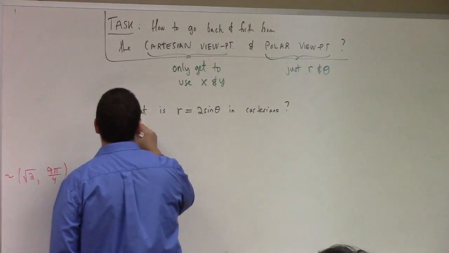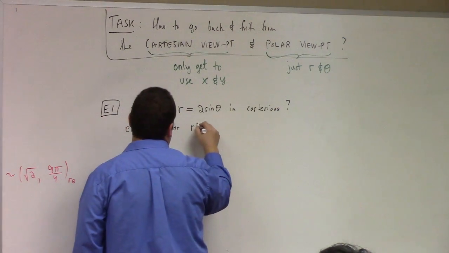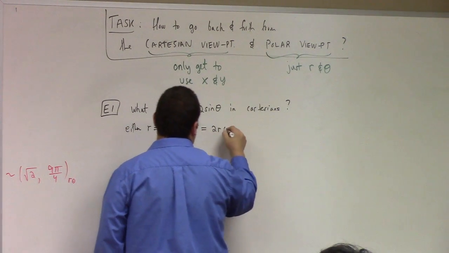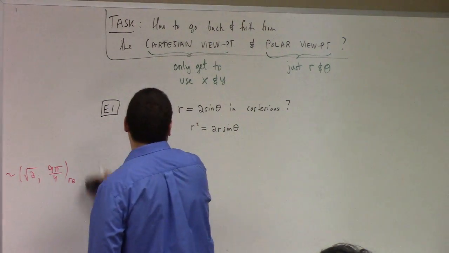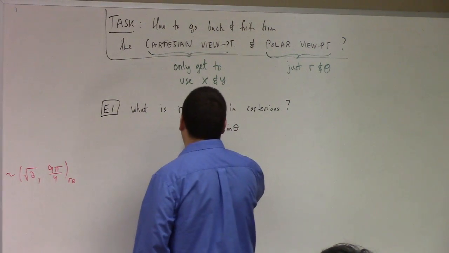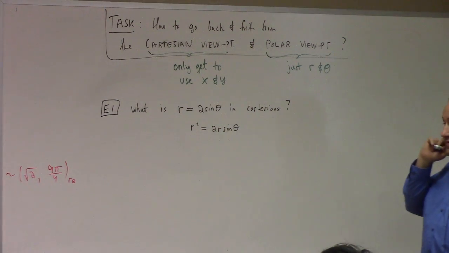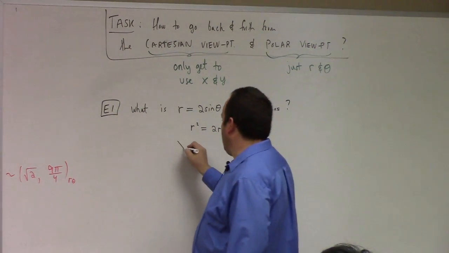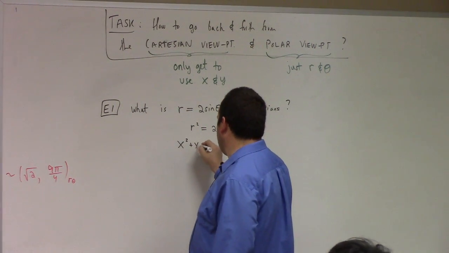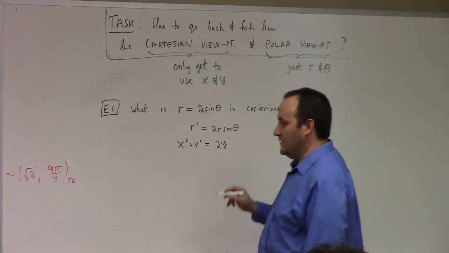So either r is equal to 0 or r squared is equal to 2r sine theta. But anyway, I don't think anything much is lost. Certainly nothing's lost for non-zero r. If I just multiply that equation by r, that gives me r squared is 2r sine theta, which is what? x squared plus y squared is 2y, right?